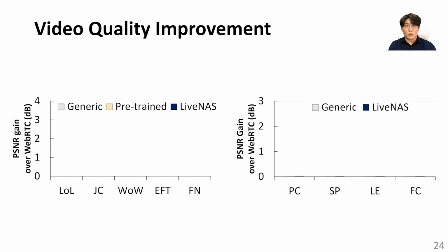To quantify the video quality improvement, we use PSNR, which is a widely used metric for video quality. We compare LiveNAS with 3 baselines. First baseline is WebRTC, which does not utilize DNNs, but uses bilinear interpolation to scale up to the target resolution. Second baseline is generic DNN, which uses a super resolution DNN trained on a standard benchmark dataset. The last baseline is pre-trained DNN, which uses a prior stream, if available, from the same streamer to pre-train the model.